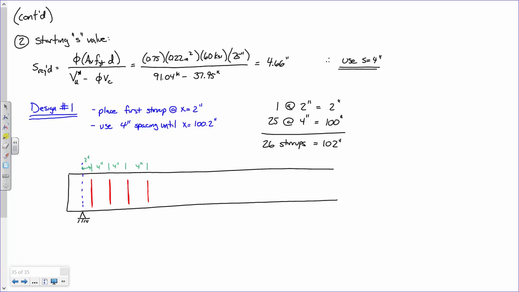Okay, now let's see if you're paying attention. How many stirrups am I putting in the beam total? 52. Who said that? Right there. Why did you say 52? Exactly. That's only on one end of the beam. So this design would be 52 stirrups total.